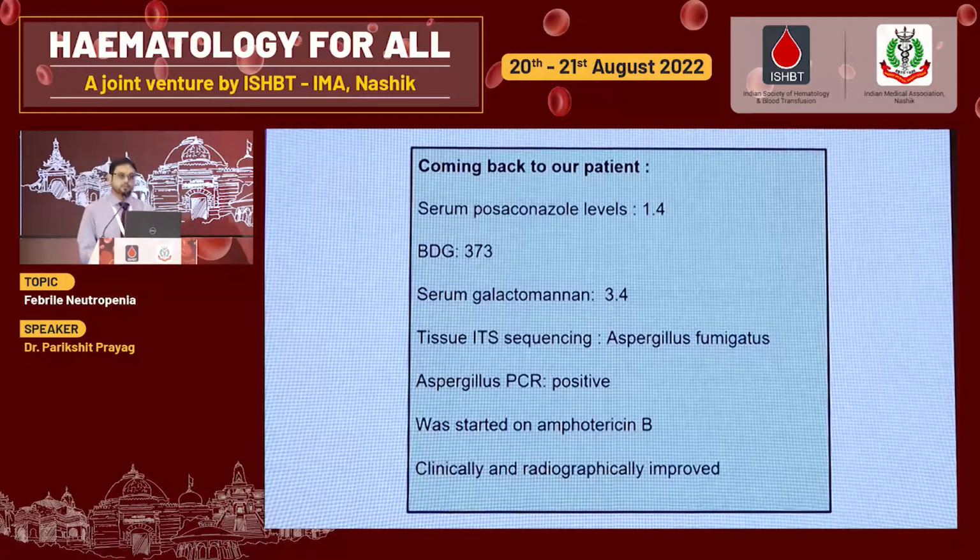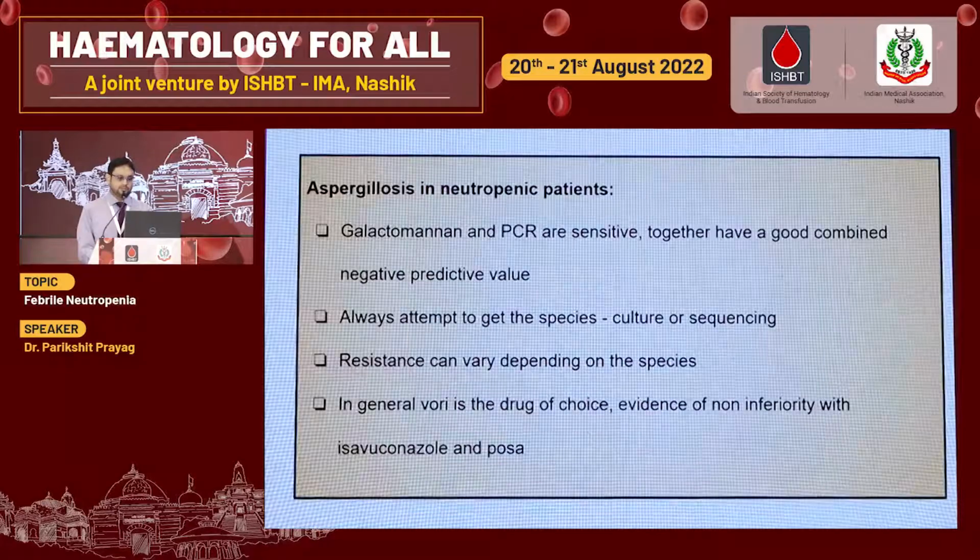Serum POSA levels were 1.4. So this patient has broken through on posaconazole. The recommended prophylactic levels are 0.7. So he has broken through with good levels. So then I am worrying, or beginning to suspect, azole-resistant aspergillosis.